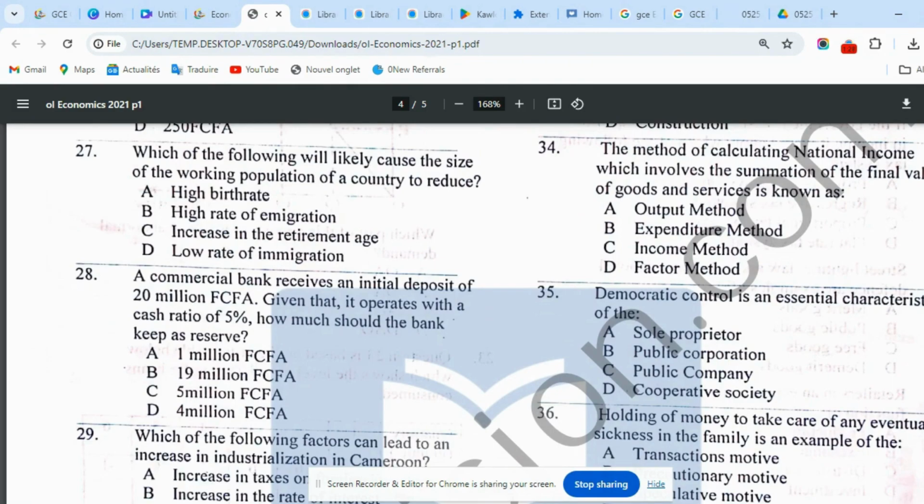28 says that a commercial bank receives an initial deposit of 20 million francs. Given that it operates with a cash ratio of 5%, how much should the bank keep as reserve? So the correct answer here is 1 million francs.